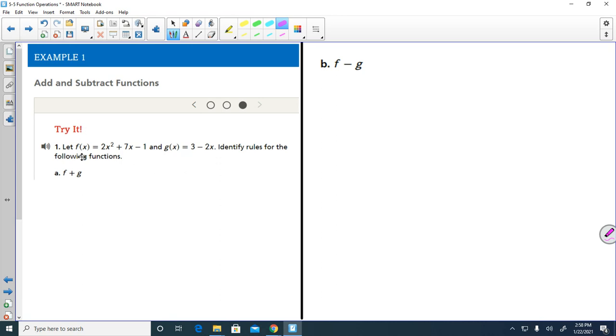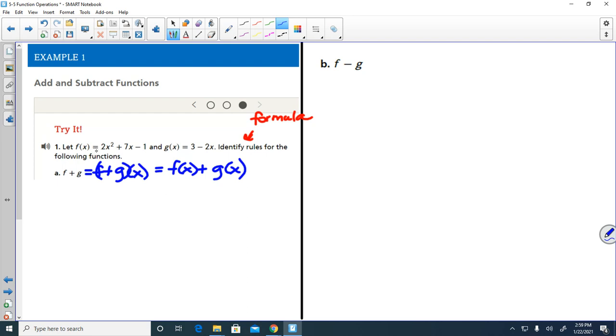If you look at example 1, we're given two functions. f of x equals 2x squared plus 7x minus 1, and g of x equals 3 minus 2x, and they want us to identify rules for the following functions. What that means is come up with a formula. Rules means formula. Okay, so they want me to find f plus g. One way to write it is f plus g. Another way to write it is f plus g of x. Or you might also see them ask you to find f of x plus g of x. It all means the same thing.